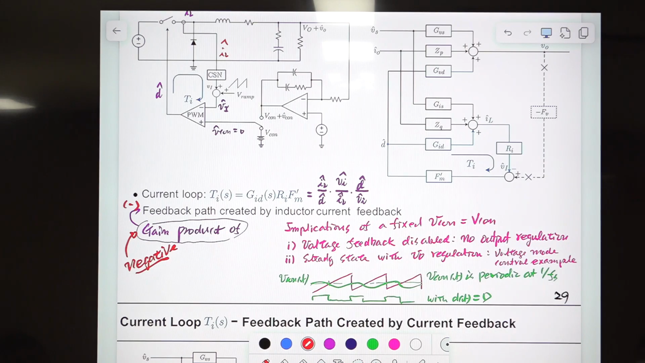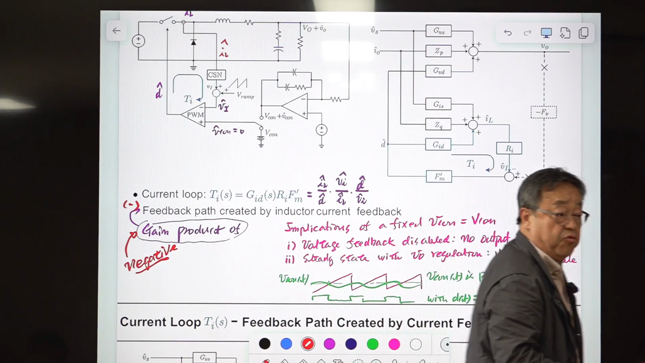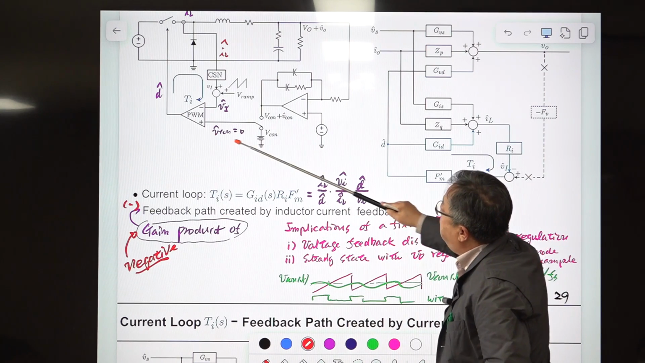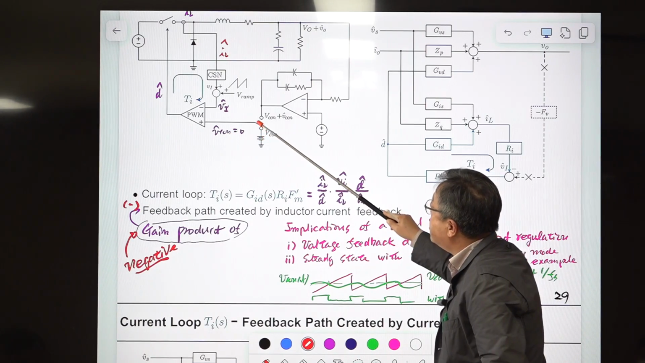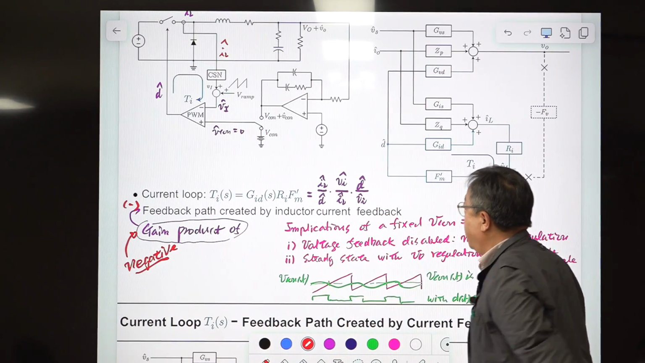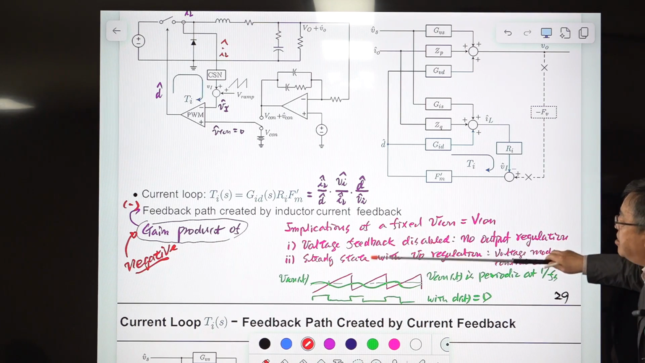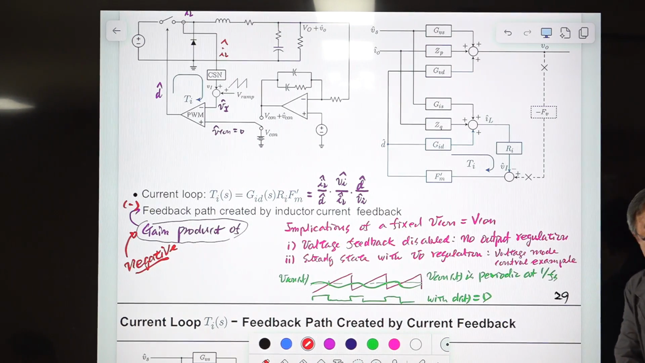When you are reading some book or some document from companies or industries, you will see "with control voltage constant." That is this case. With this kind of configuration, this V-con is constant. V-con is this one. This AC component is 0, only DC is connected, and that is constant. That is the meaning of a fixed V-con. V-con in capital letters is one implication.